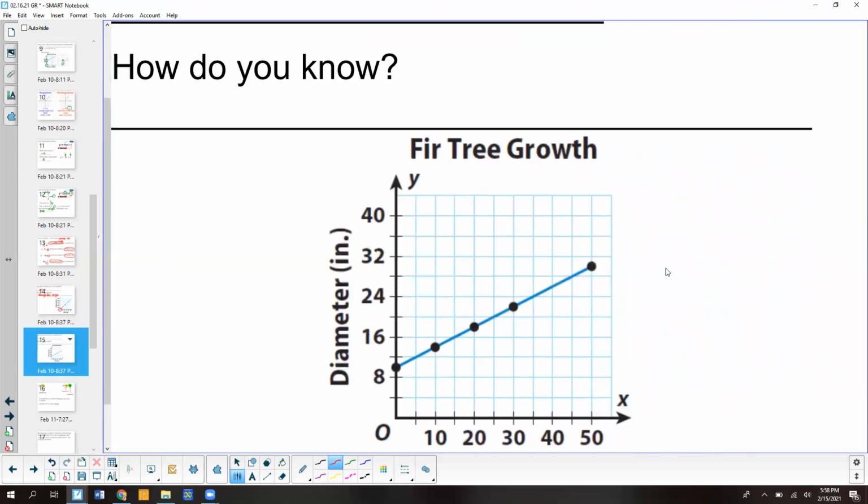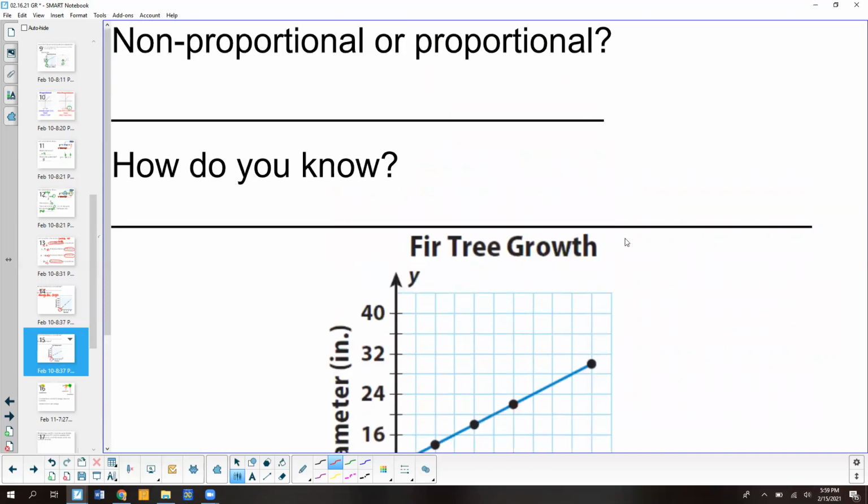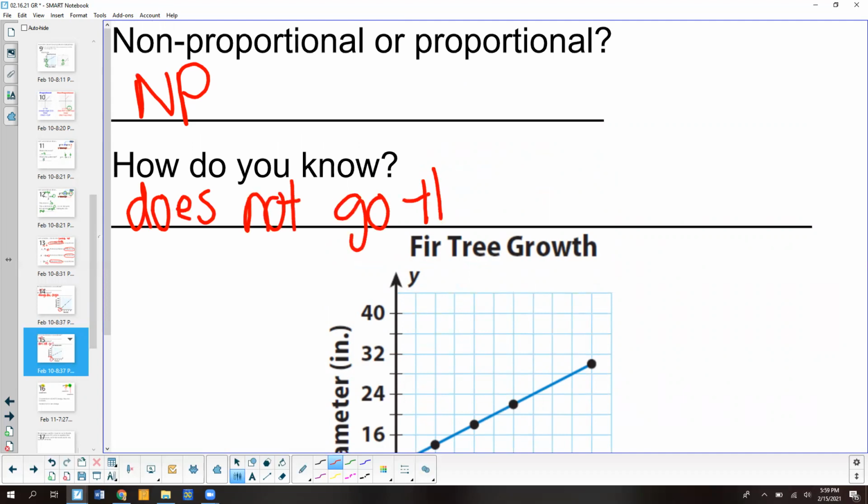Is this proportional or non-proportional? This will also be something on a quiz where you have to look at a graph. For it to be proportional, it's got to go through 0, 0. If it doesn't, and it starts up here at 8, that makes it a non-proportional relationship. We know that because it does not go through the origin, or 0, 0.